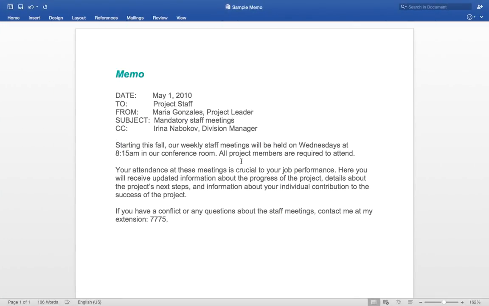Look at a standard business memo. So here we have our standard memo, and you can tell that by the format. The first thing we notice is up here right at the top, it says memo. Okay, so that's pretty clear to understand. We can also see that the rest of the format is also standard.